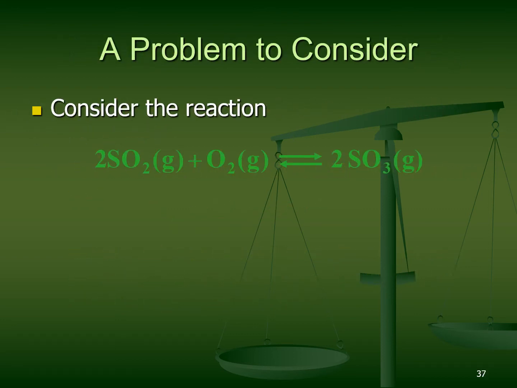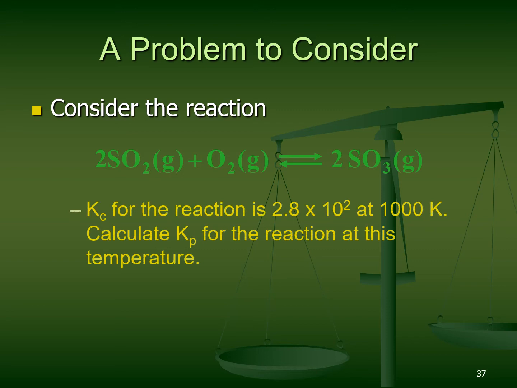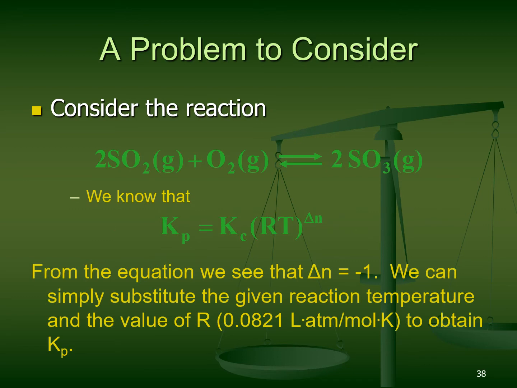Let's look at this reaction. The Kc for the reaction is 2.8 times 10 squared, or 280 at 1,000 degrees. What is the Kp at the same temperature? Well, again, Kp equals Kc times the quantity RT raised to the delta n. So we really only have to figure out what is delta n. And it is 2 molecules in the product, and 3 gaseous molecules in the reactant. So 2 minus 3 is -1.